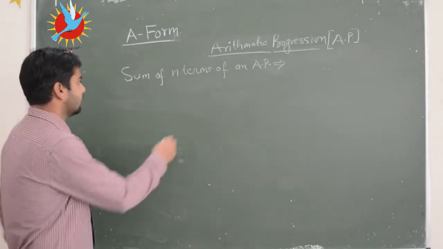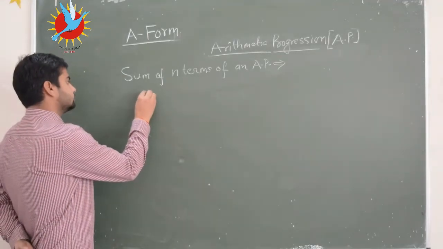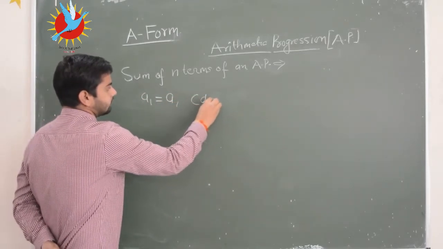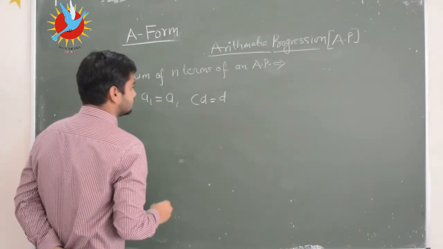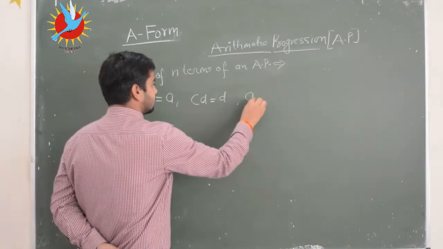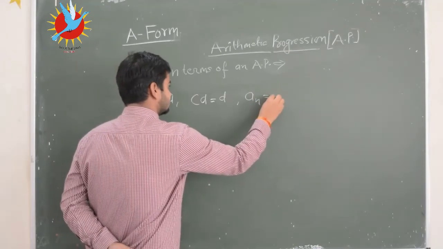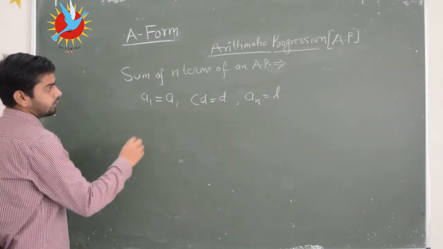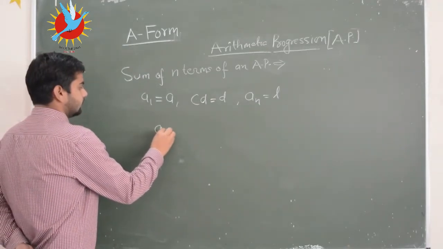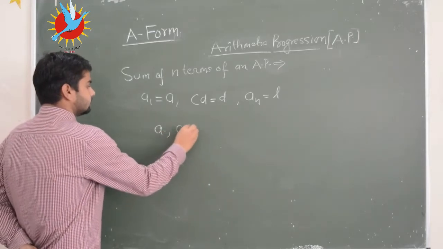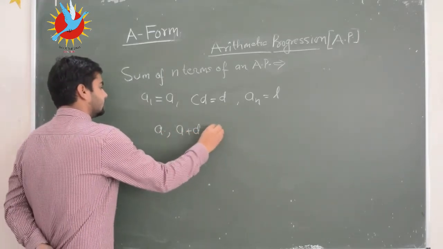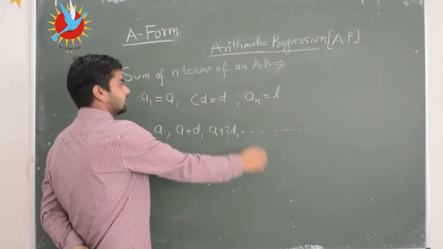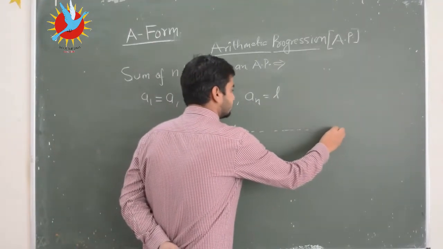Assume we have an AP whose first term, that is A1, is A, and the common difference of this AP is D. Suppose this AP has n terms and the last term, that is An, is L. So we can construct the whole AP. The first term is A, the next term will be A plus D, and the next will be A plus 2D. In this pattern numbers will come, and the last term here is An, that is L.